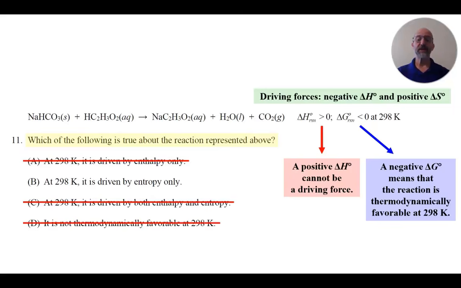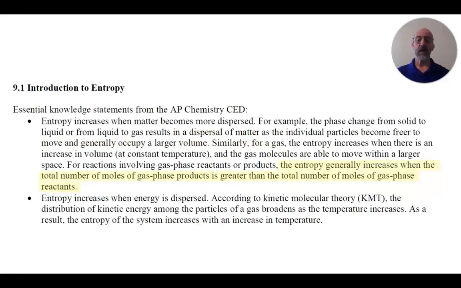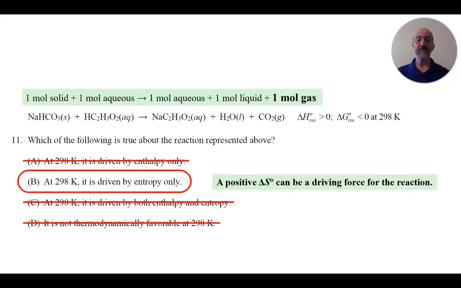So why is choice B the correct answer to question 11? Remember that entropy generally increases when the total number of moles of gas phase products is greater than the total number of moles of gas phase reactants. So what do we have in this equation? 1 mole of solid, 1 mole of aqueous for the reactants, and for the products we have 1 mole of aqueous, 1 mole of liquid.